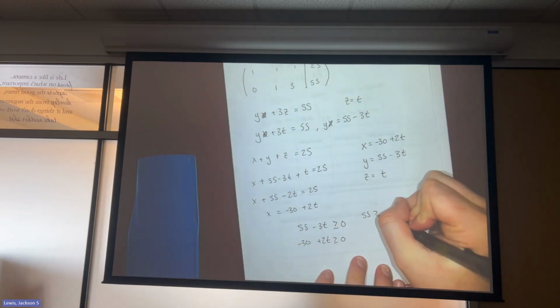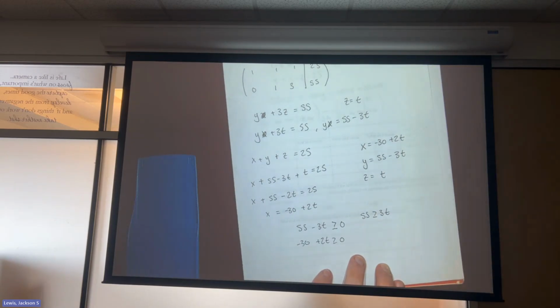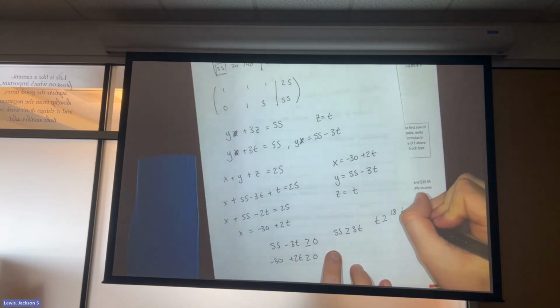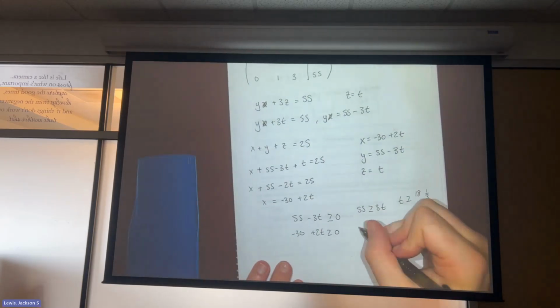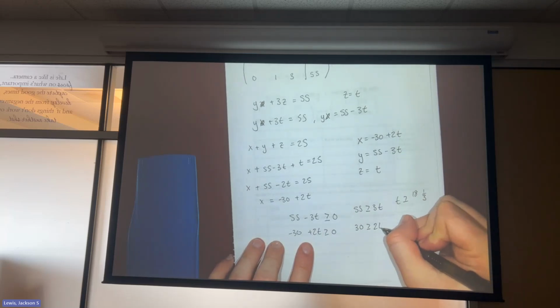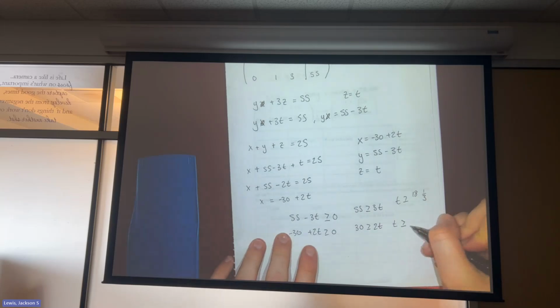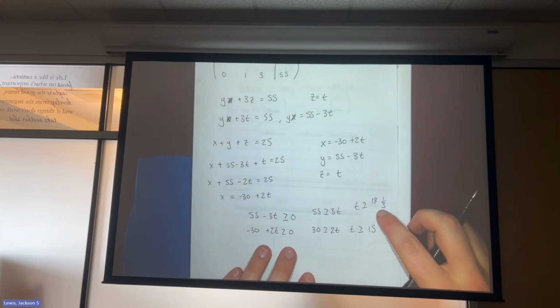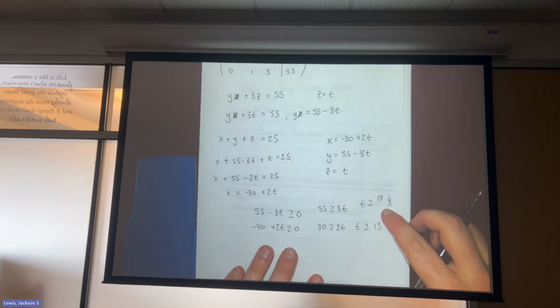This means 55 is greater than or equal to 3t. 55 divided by 3 is 18 and 1/3. So t greater than or equal to 18 and 1/3. This one says 30 is greater than or equal to 2t, so t is greater than or equal to 15. So my solution really should be that t has to be greater than or equal to 18 and 1/3. Does it make sense to have 1/3 of a truck? No, so I need to at least have 19. I need t to at least be 19.